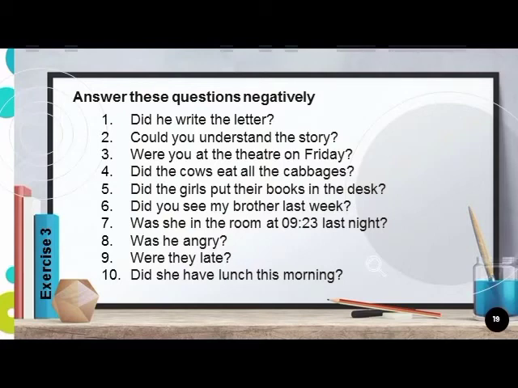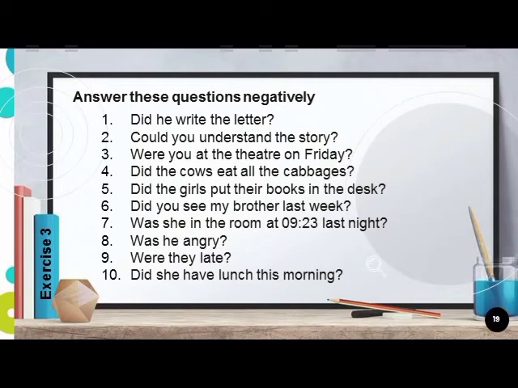5. Did the girls put their books in the desk? The answer: no, they did not put their books in the desk. Or, no, they didn't. 6. Did you see my brother last week? The answer: no, I did not see your brother. Or, no, I didn't.